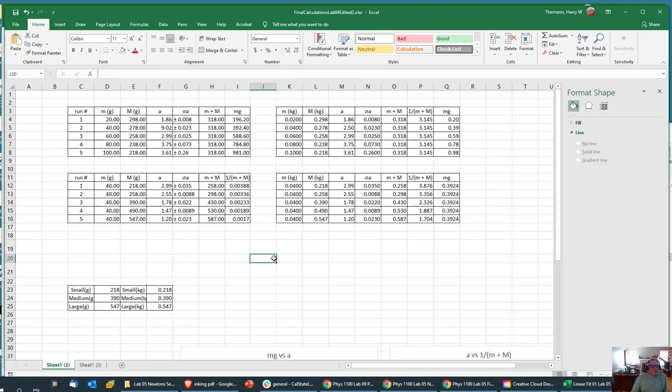Okay, so again, the A and the plus minus A comes from this Capstone software that was running on the laptop. So I just said here, I've turned everything into kilograms, and I've created this column for m plus M, 1 over m plus M, and mg. And similarly here, because in both places we're going to use mg and 1 over m plus M.